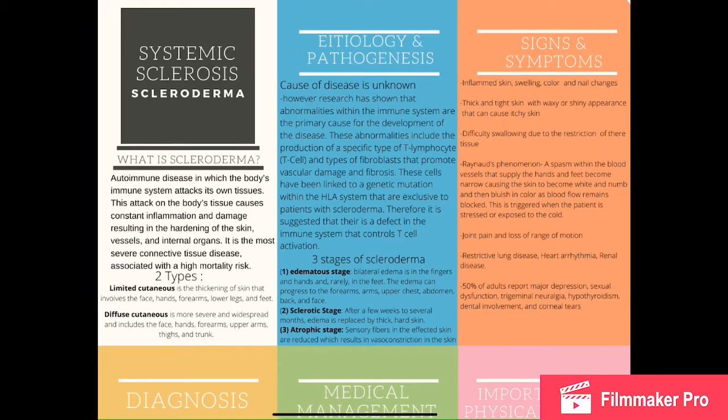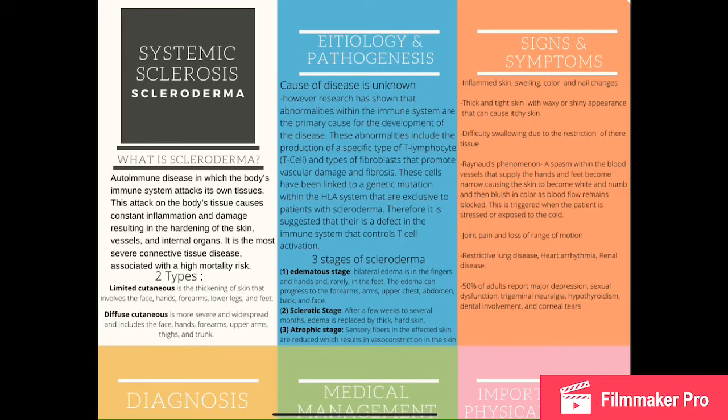Next, we're going to dive into the etiology and pathogenesis of scleroderma. So, the etiology is the cause of the disease, and unfortunately, the cause is unknown. But the pathogenesis is the manner of the development of the disease. And on a positive side, we do know of some sort of cause for why this is happening to a person that's having the scleroderma symptoms.